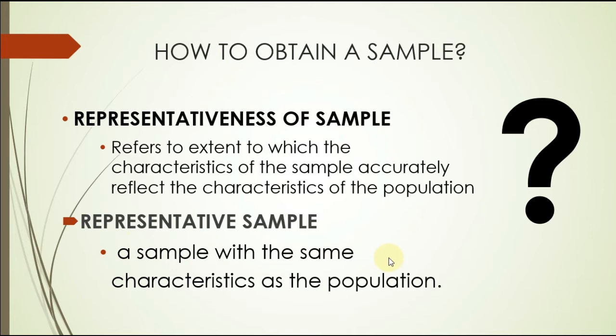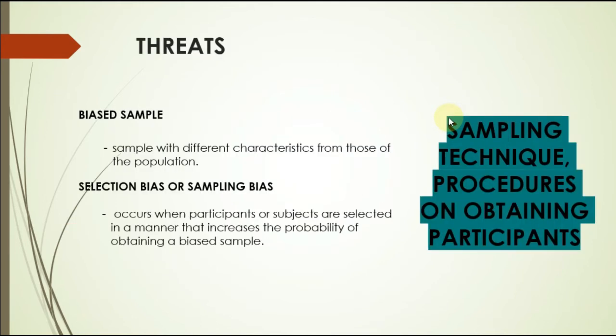Example nga ay paano kung ang kinuha mong representative sample ay hindi swak dun sa characteristic ng population na gusto mong makuha. And magkakaroon tayo ng problema kasi hindi natin siya ma-generalize sa research as representative ng buong population. We have threats, biased sample. Okay? Sample with different characteristics from those of the population.